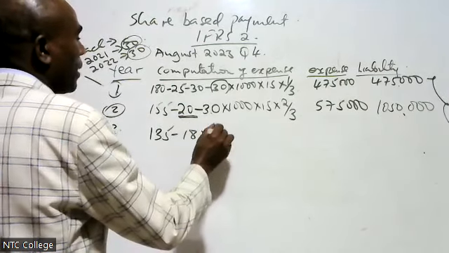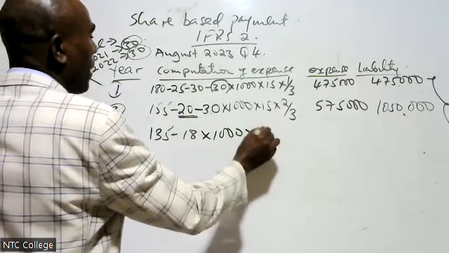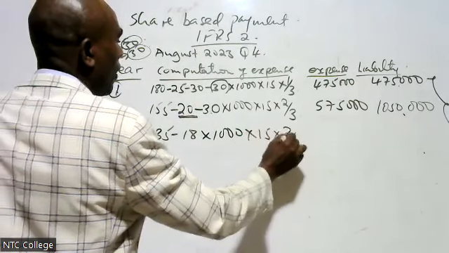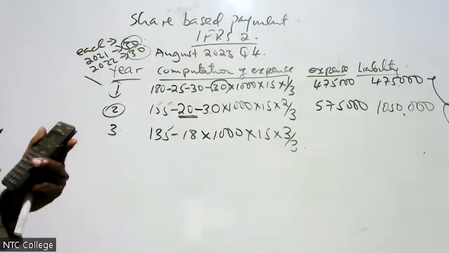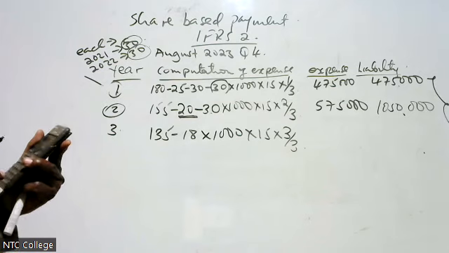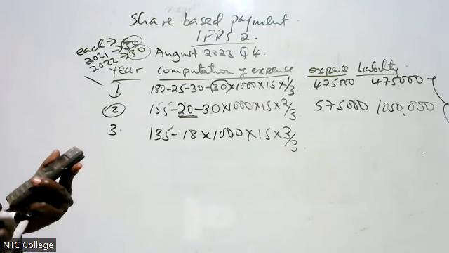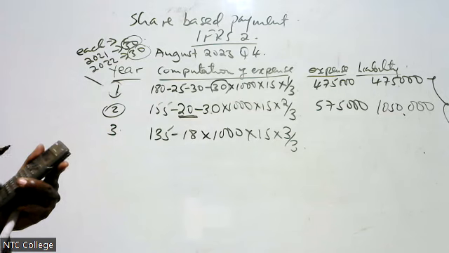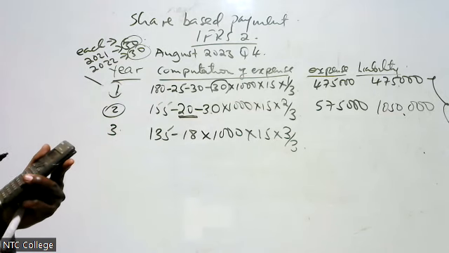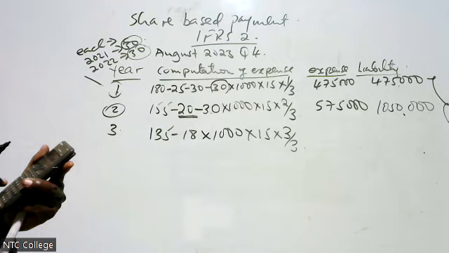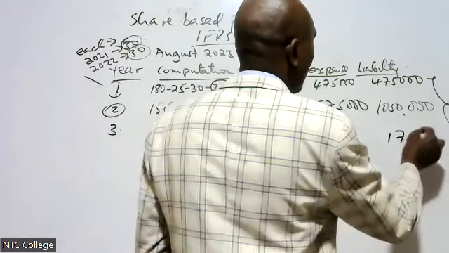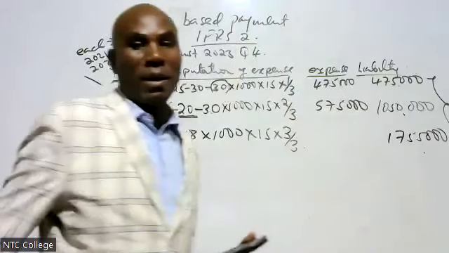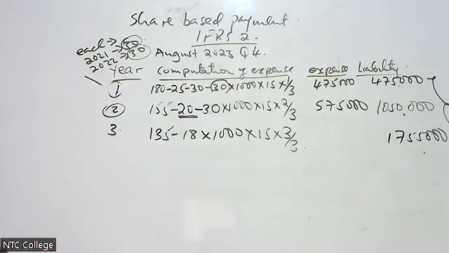Then I multiply by 1,000. I multiply by 15 times 3 over 3 like that. Then Mwalimu will do it. 135 minus 18, Mwalimu is getting 117 times 1,000 times 15. Mwalimu is getting 1755,000 like that. Remember, you need to give an answer before Mwalimu and also before your neighbor.